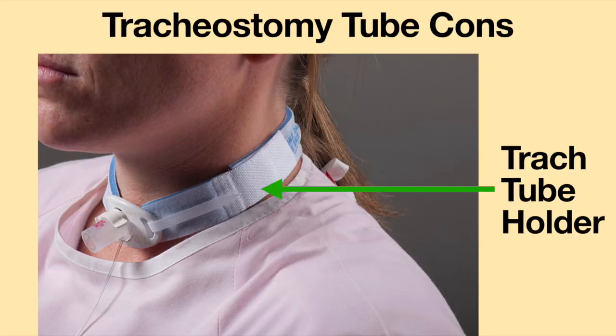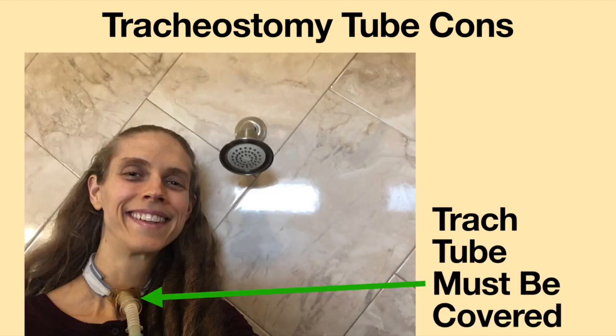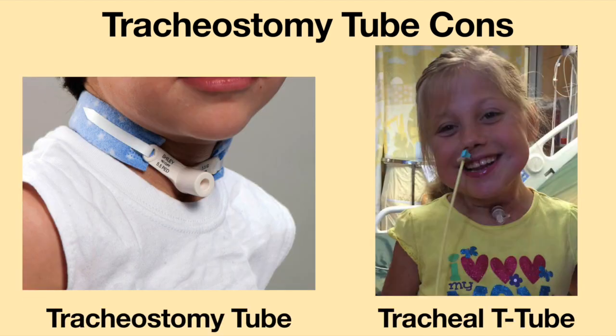The tracheostomy tube requires the use of tracheostomy tube ties or a tracheostomy tube holder to keep the tracheostomy tube in place. The end of the tracheostomy tube must be covered when showering. The tracheostomy tube is larger and more noticeable than a tracheal T-tube.